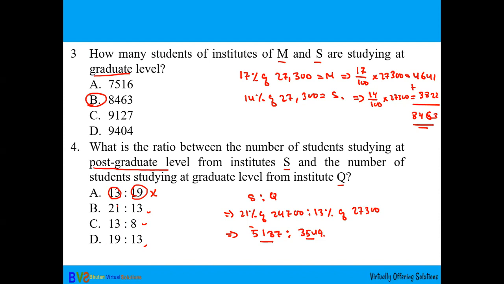Now, how to do this? Simplifying will take too much time. There is a shortcut method. How are you going to do that? First, see this.